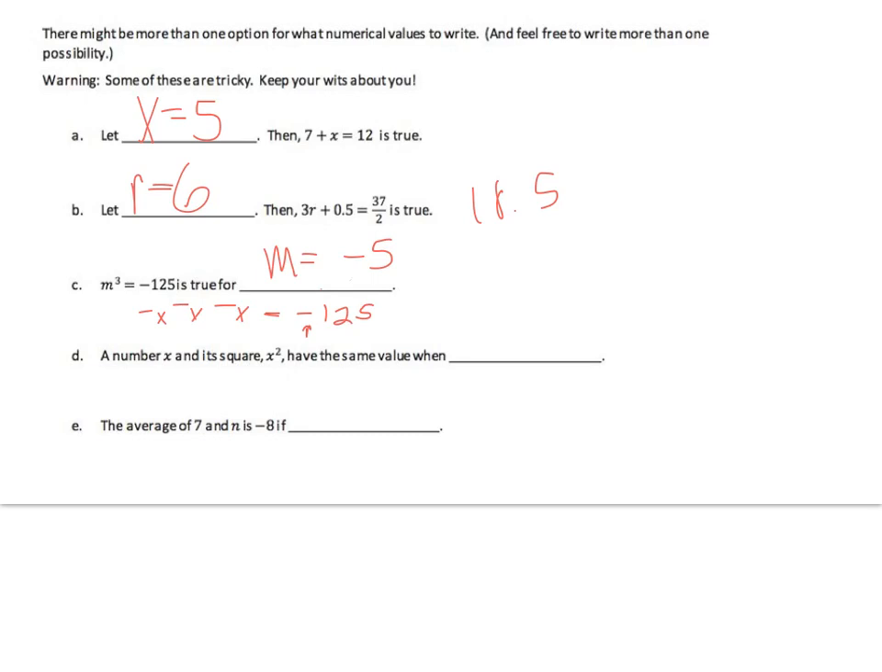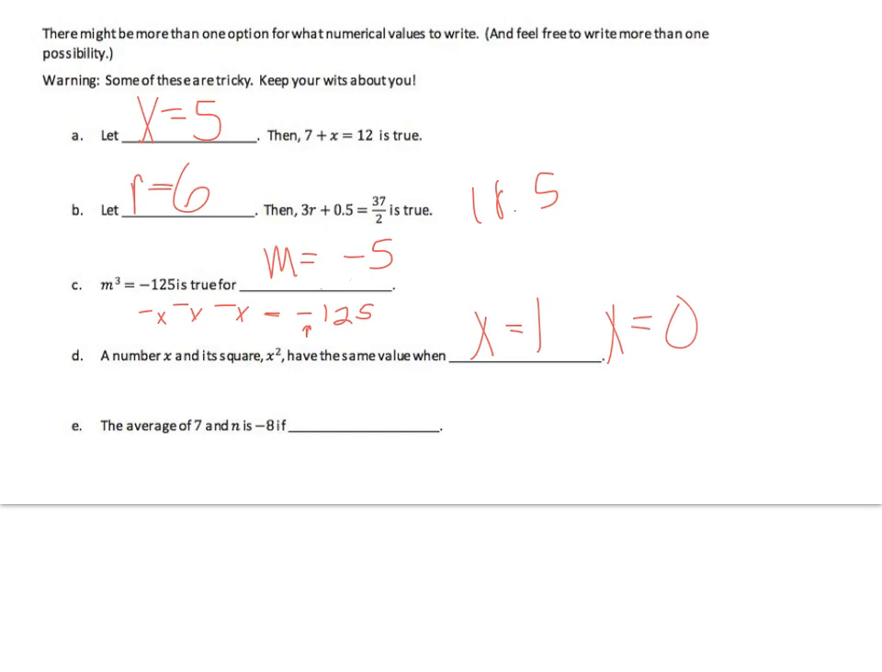Cool. A number x and its square, x squared, have the same value when, well, that only works twice: when x equals 1, x squared equals 1, or x equals 0. 0 squared is still 0.